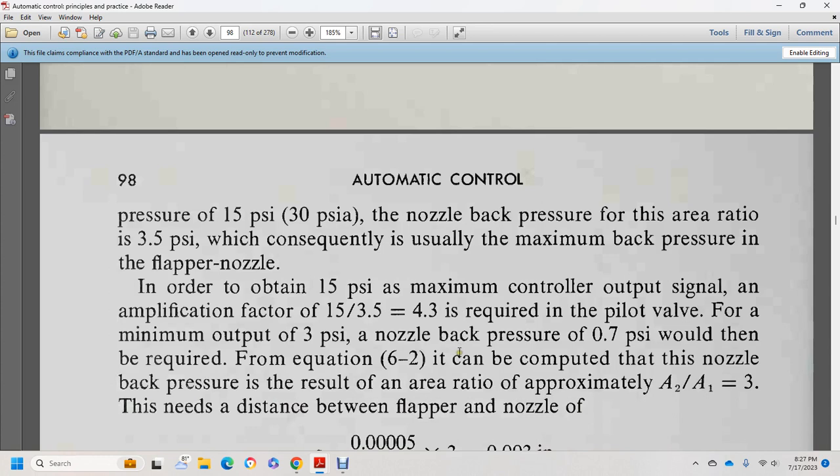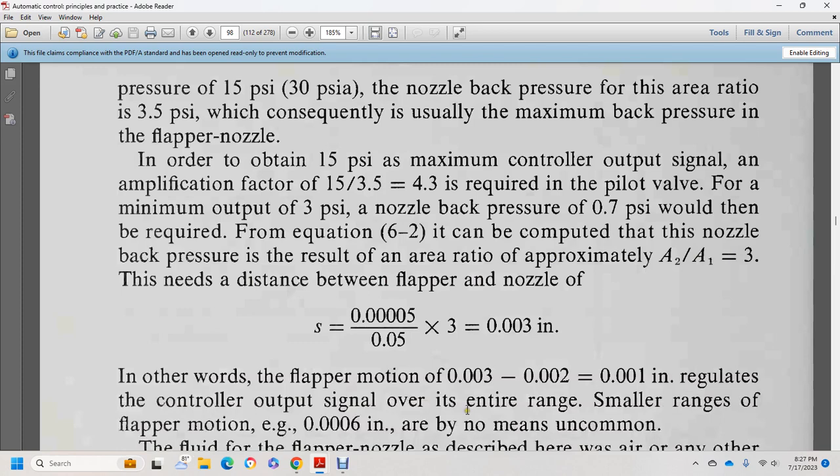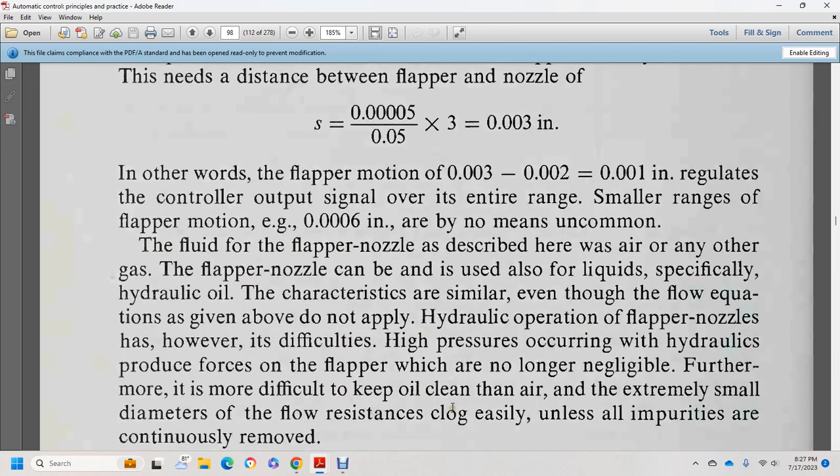In order to obtain a 15 psi maximum control output signal with an amplification factor of 15 over 3.5, which is 4.3, a maximum output of 3 psi is required in the pilot valve. A nozzle back pressure of 7/10 of a psi would then be required. With equation 6-2, it would be computed as the nozzle back pressure resulting from the area ratio of approximately A2 over A1 over 3, with the distance between the flapper and the nozzle. In other words, the flapper motion of 3/10,000 of an inch minus 2/10,000 of an inch is 1/10,000 of an inch.